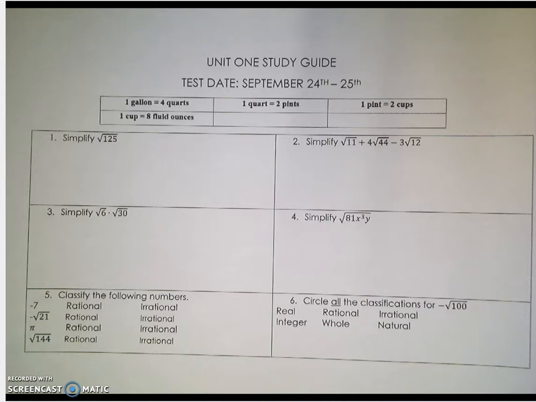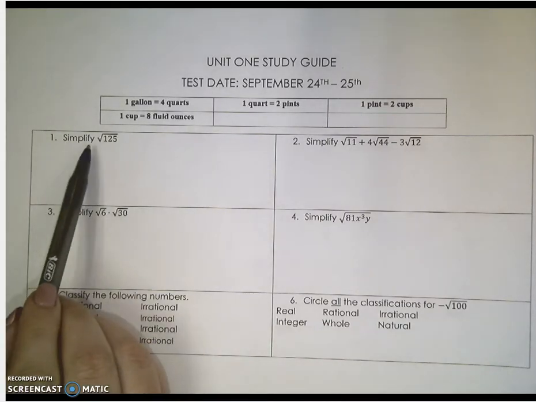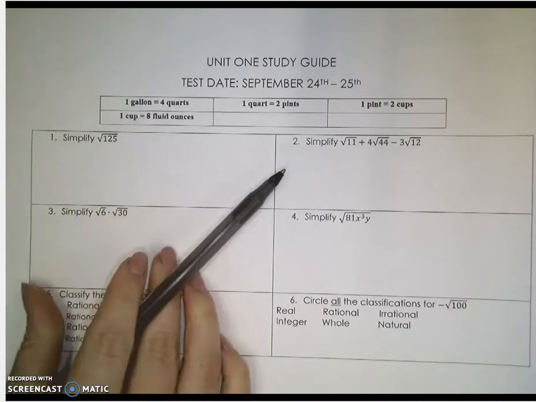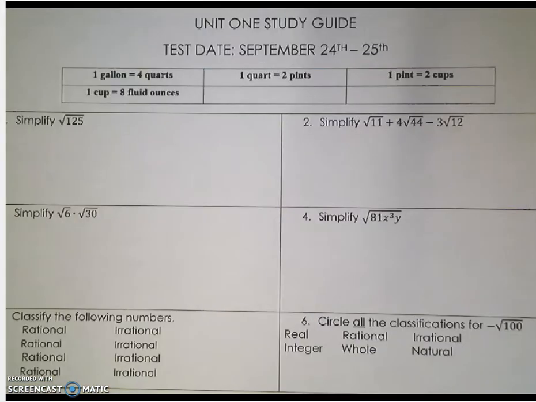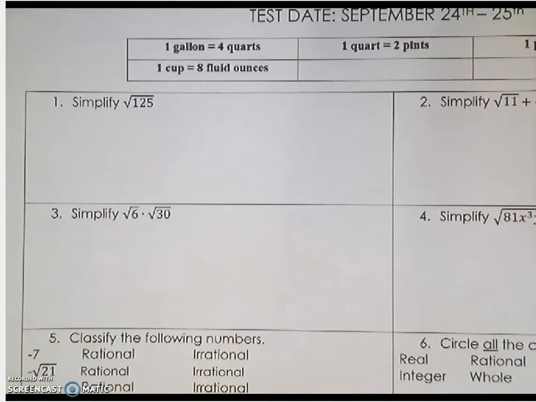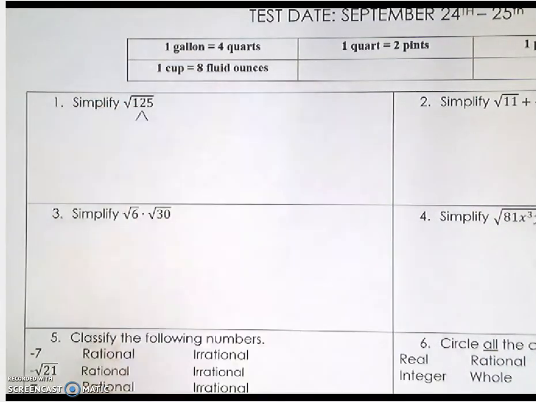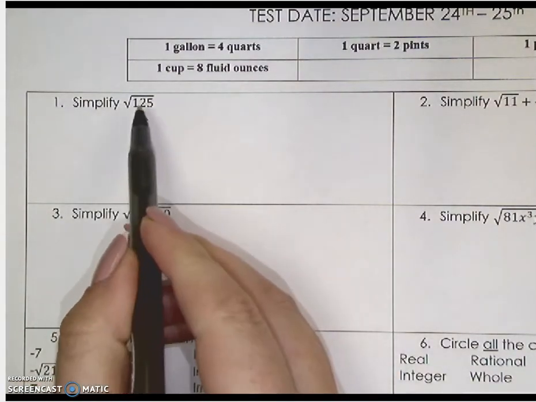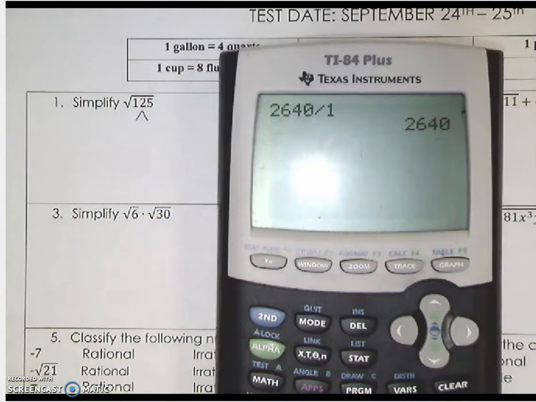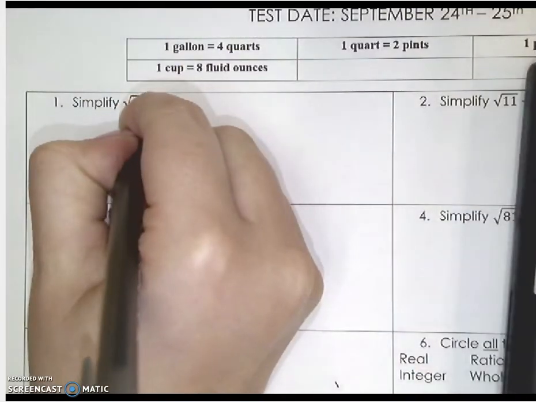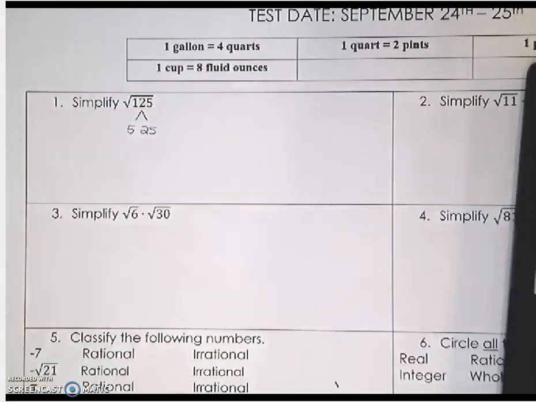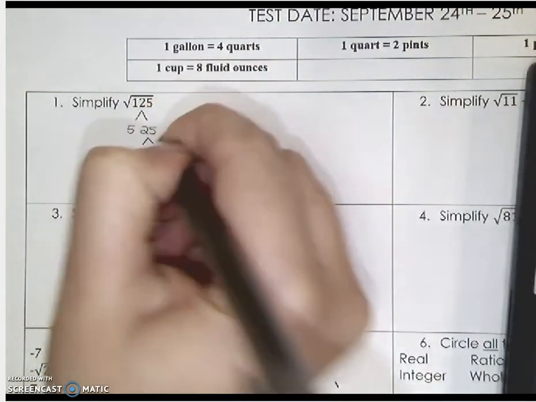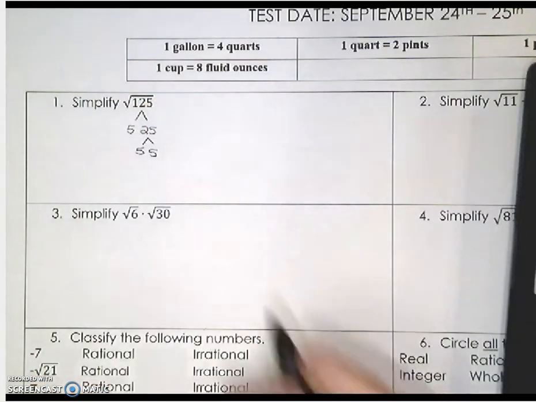Number 1 asks us to simplify the square root of 125, and the method that I taught you for simplifying radicals requires you to find two factors of your radicand. Because 125 ends in a 5, I know that 5 is a factor. So I'm going to divide 125 divided by 5, and I get 25. So I can break this down into 5 and 25. 25 can be broken down also into 5 and 5. Once I break a number down, I'm going to cross it out.